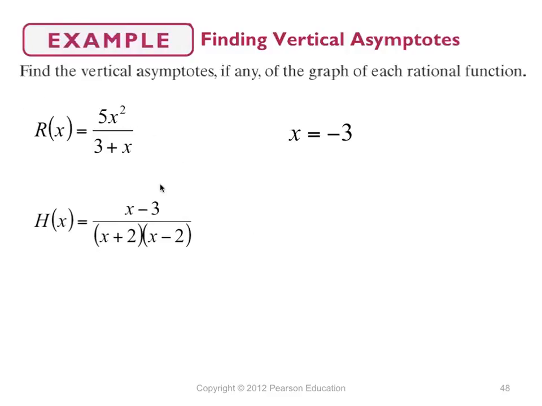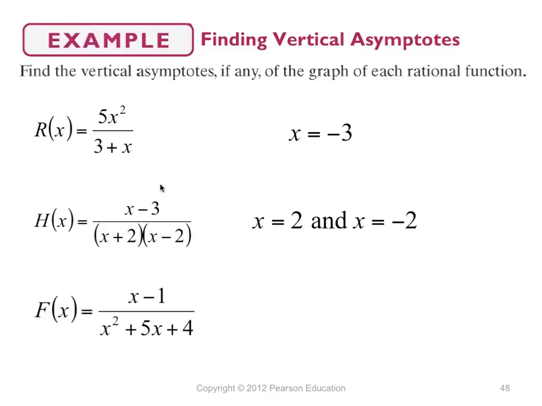We have another one here, x minus 3 over x plus 2 times x minus 2. So if we set our denominator equal to 0, we get x equals 2 and x equals negative 2. Those are both our vertical asymptotes.